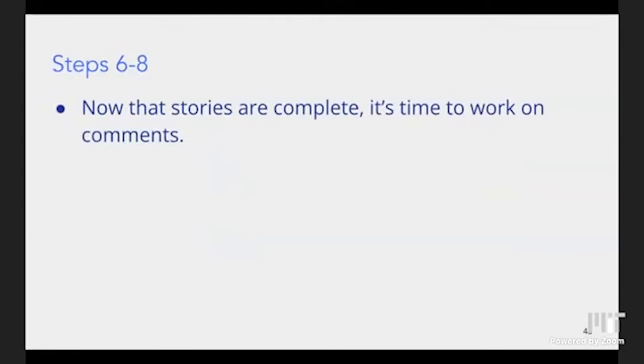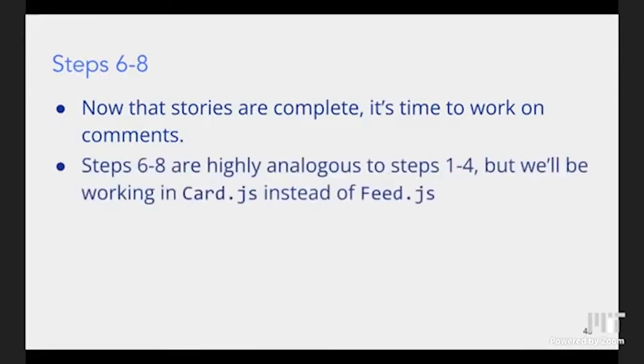Okay. So steps 6 to 8 are basically working on comments. So if you remember from the workshop yesterday, we were working on getting stories to show up in feed and allowing us to post different stories on Capbook. So now that we have stories basically done, we want to have comments on the stories as well. So people have comments associated with each story and also allow users to be able to post comments. So in this sense, steps 6 to 8 are pretty analogous to steps 1 through 4, but we'll be working on comments instead of stories. So instead of working in feed.js, which is the biggest container that contains our stories, we'll be working on a slightly smaller level on card.js. So each card.js will contain all the comments.